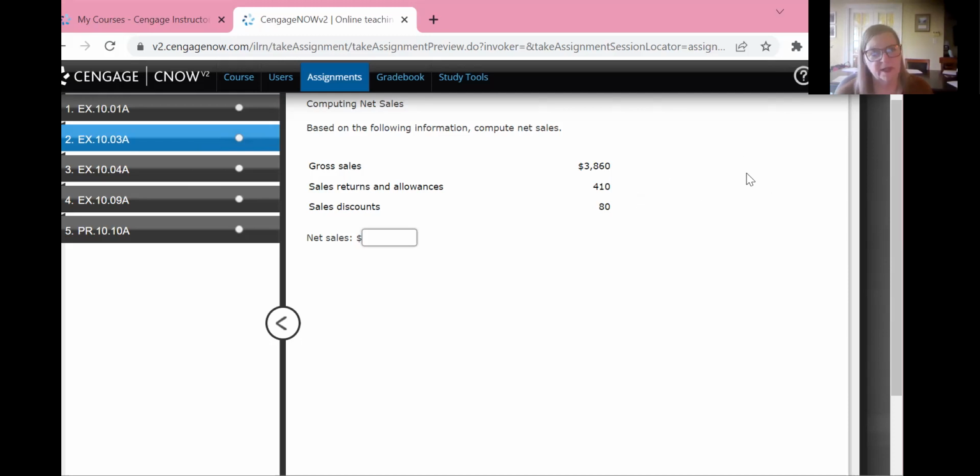So you could make a T account that would say sales. And on the credit side, you'd record that 3860. And then on the debit side, you'd record the returns and the sales discounts. And so you'd reduce the sales by both of those. So you wind up with 3860 minus 410 minus 80, which I think is going to be 3370. I looked on my paper because I already checked it out and reduced it. And so that 3370 is the net amount.